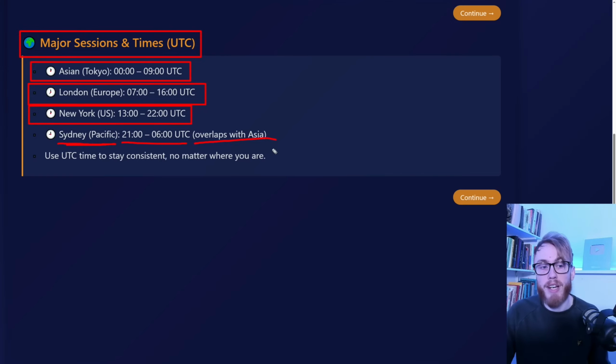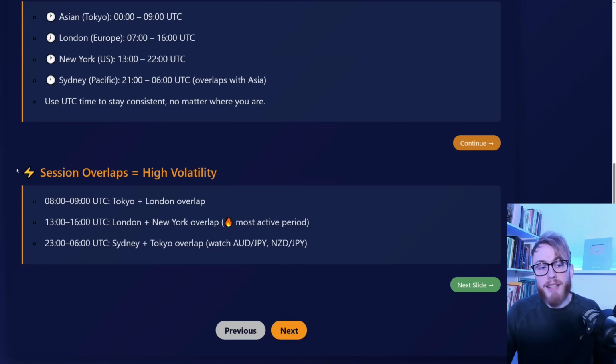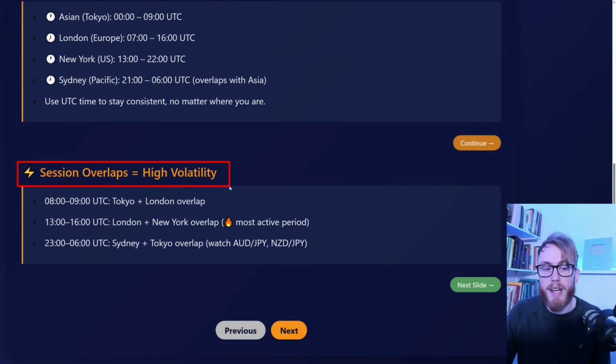And this one overlaps with Asia. And as I mentioned, you can use the UTC time to stay consistent no matter where in the world you are. And here, and this is actually very important, some sessions overlap. And when this happens, when we have multiple sessions at the same time, this can increase both liquidity and volatility.